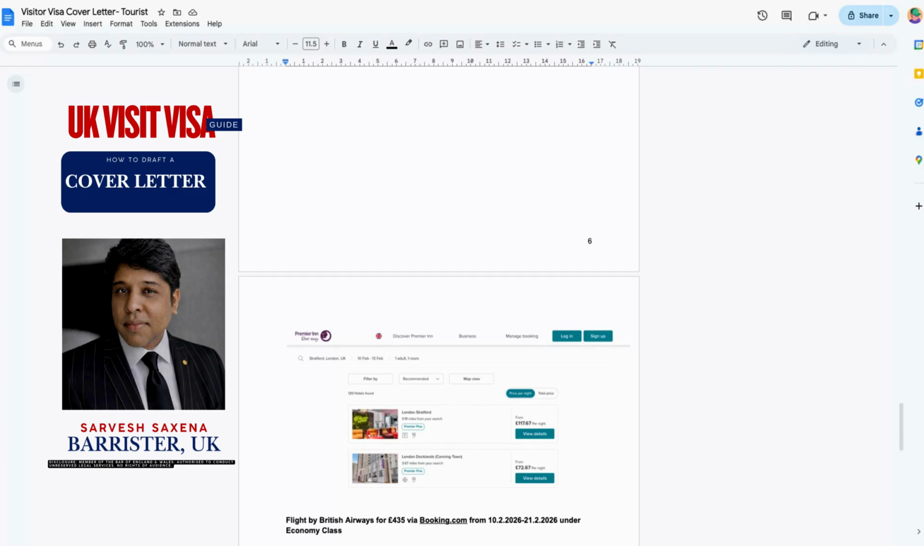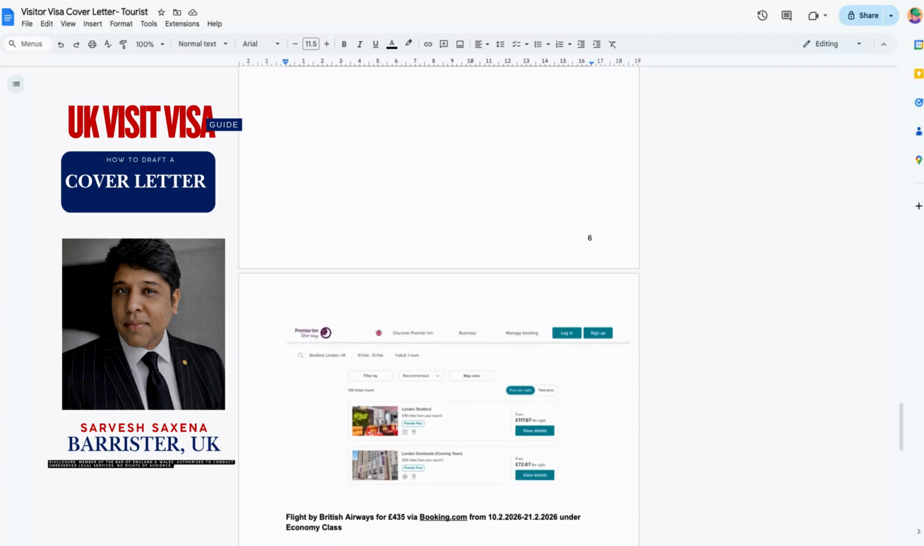If you have a deviation between what you have said on the form and then there is a higher cost, they will say you've not planned the trip properly and you do not have sufficient funds. So please make sure that you have right details.